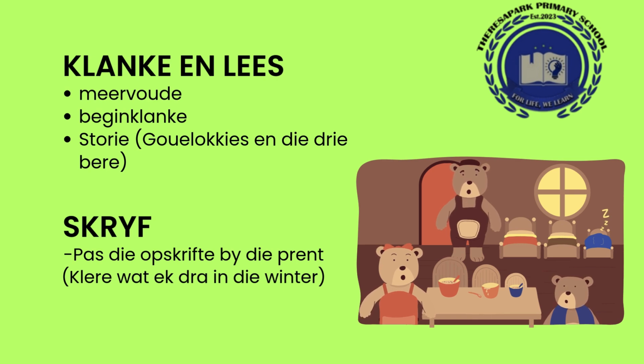each picture given. Under the reading or lees learning area, learners will listen to a story and answer the questions orally. The name of the story is Goeie and the Three Bears, which is Goldilocks and the Three Bears. And lastly, under the writing or scribe learning area, the learners will be given a picture that they have to label correctly based on the topic, clothes we wear in winter.